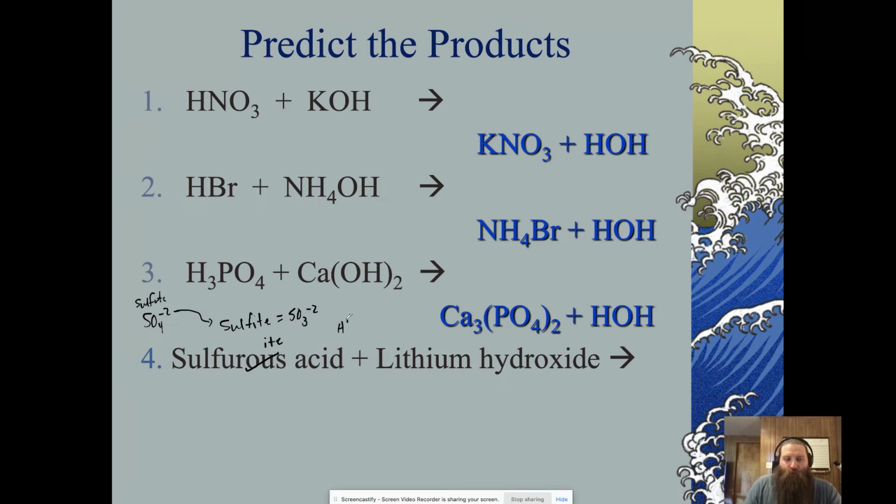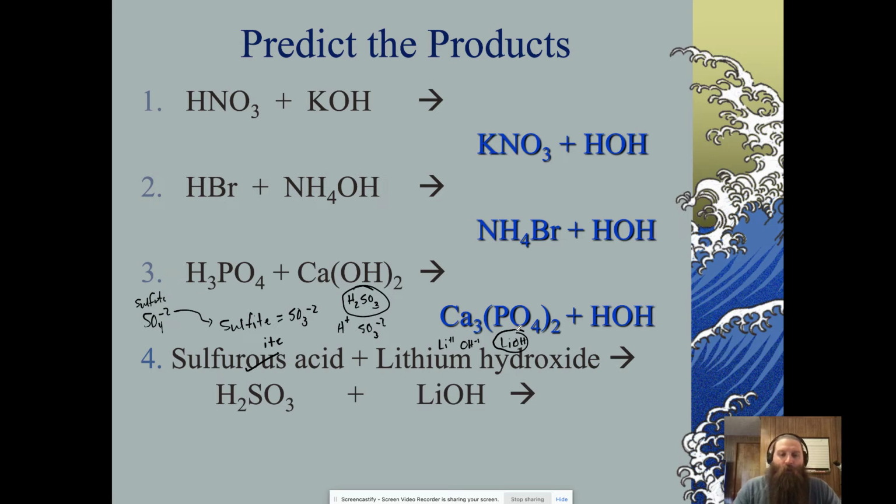So H plus 1 and SO3 minus 2. Our acid here is going to be H2SO3. Lithium hydroxide is way easier, right? Lithium is plus 1, hydroxide is minus 1, so we would get LiOH. So now we have those. Now it's a whole lot easier to write out our new answer.